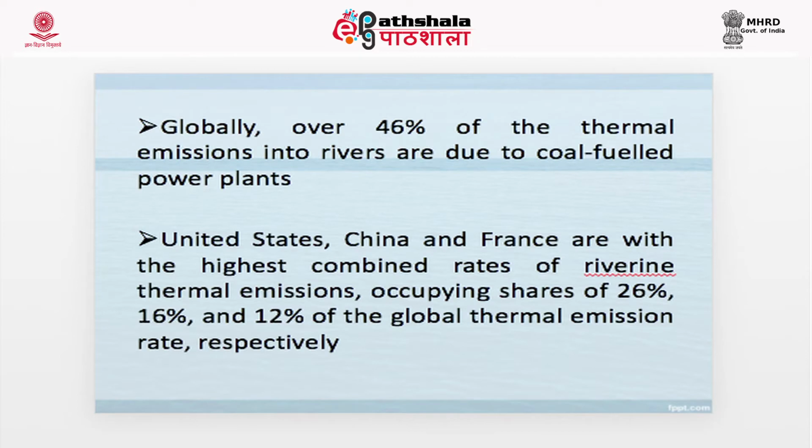Globally, over 46% of the thermal emissions into rivers are due to coal-fueled power plants, and for example, countries like the United States, China and France have the highest riverine thermal emissions, occupying shares of 26%, 16% and 12% of the global thermal emission rate respectively.